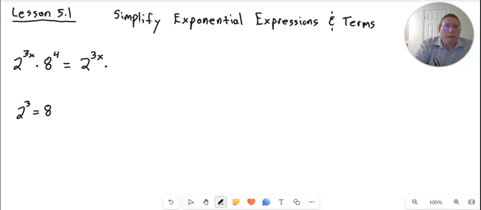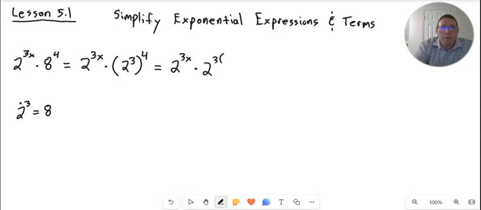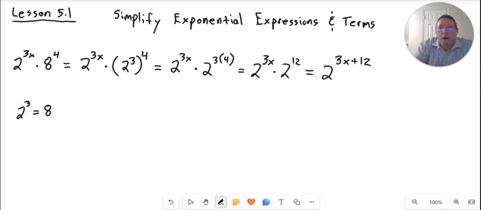So 2 to the power of 3x times 2 to the third power, which is 8, to the power of 4. Can't forget that exponent on the 8. So this is going to be equal to 2 to the 3x power times 2 to the third power to the power of 3 times 4. Sorry, it's to the power of 3 times 4. And 3 times 4 is 12. So this is now going to be 2 to the power of 3x times 2 to the power of 12. And now when we simplify it, it becomes 2 to the power of 3x plus 12, and we're done. Let's do just one more example.